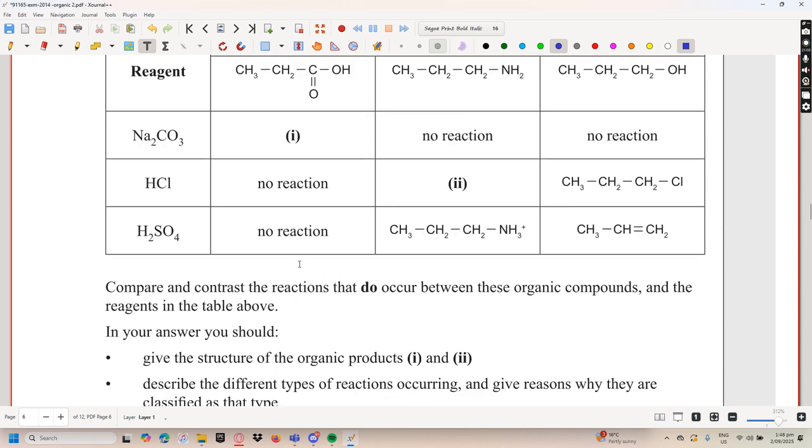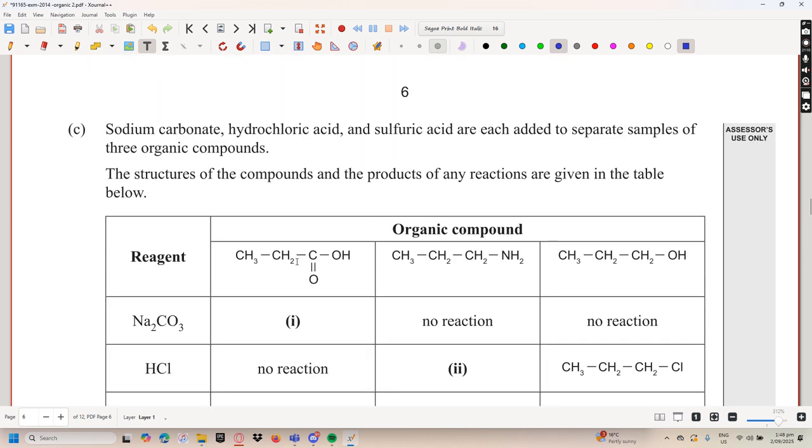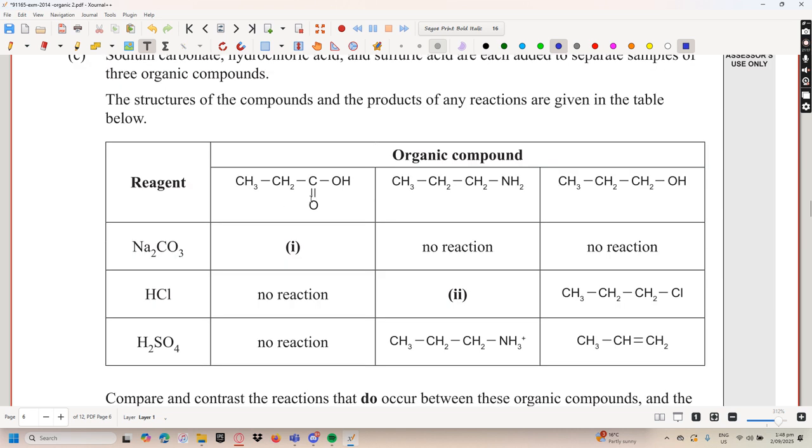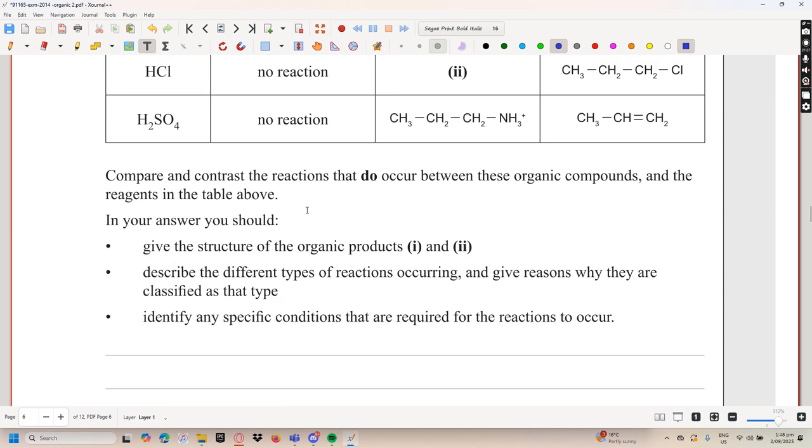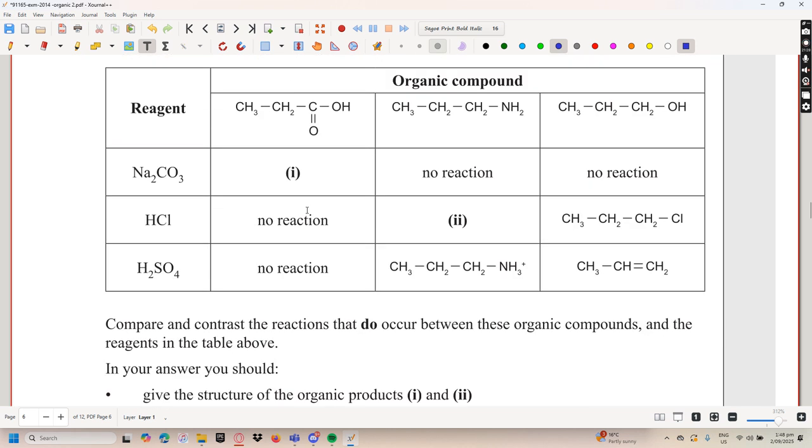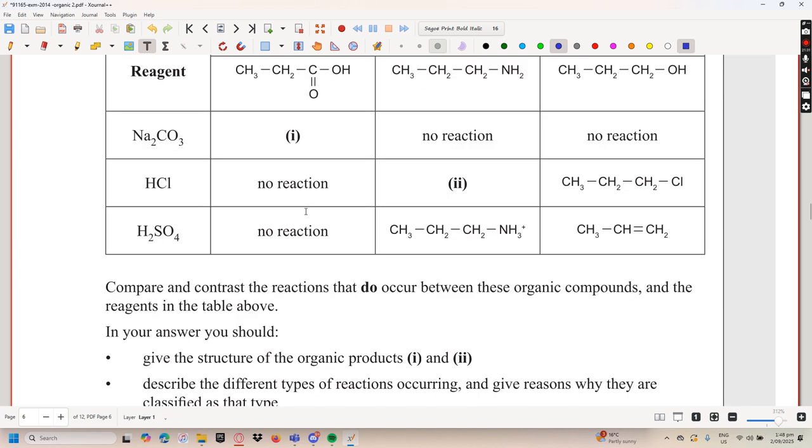Right, so here we go. Sodium carbonate, hydrochloric acid, and sulfuric acid are each added to separate samples of three organic compounds. The structures of the compounds and the products of any reactions are given in the table below. Right, okay. Compare and contrast the reactions that do occur with different compounds from the above.